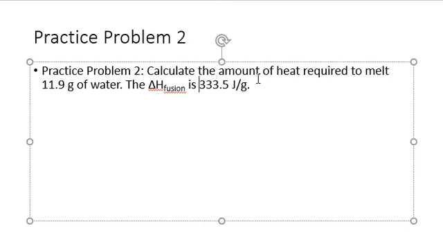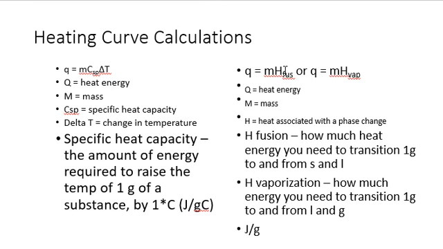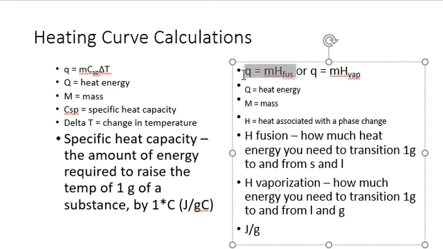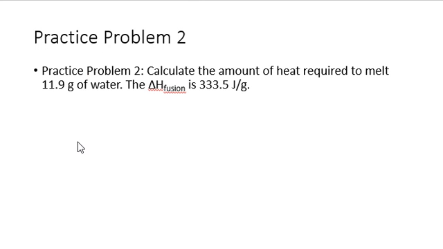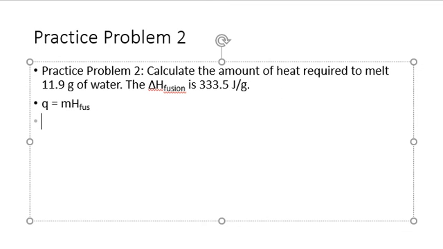Now we're going to go to practice problem 2. Calculate the amount of heat required to melt 11.9 grams of water. The heat of fusion is 333.5 joules per gram. So we're dealing with a phase change. We're dealing with melting, so this is the equation we're going to use. Q equals m H fusion. We're calculating heat. All right, our mass is 11.9 grams. Our heat of fusion is 333.5 joules per gram.